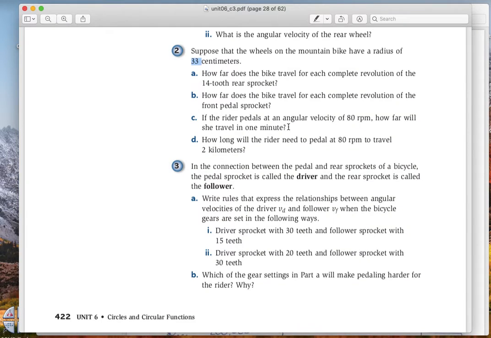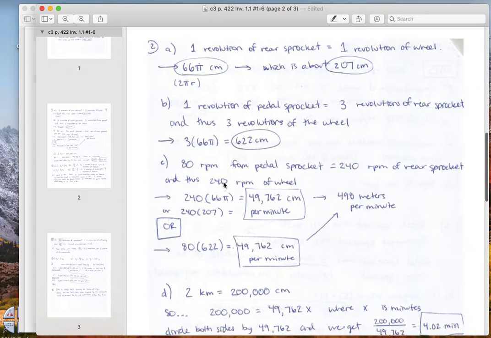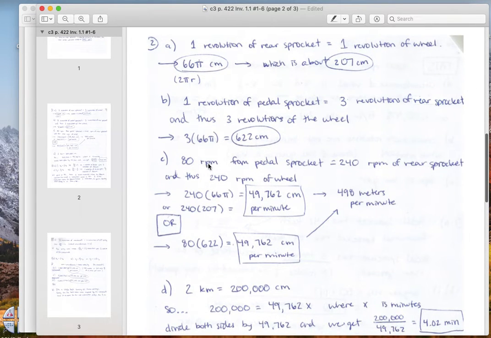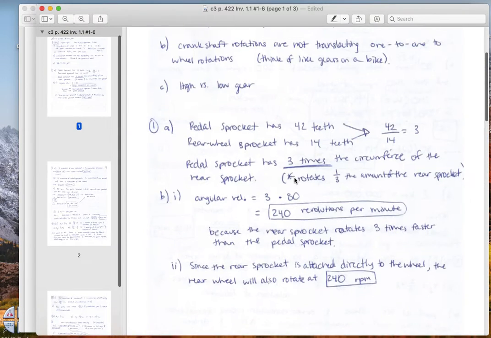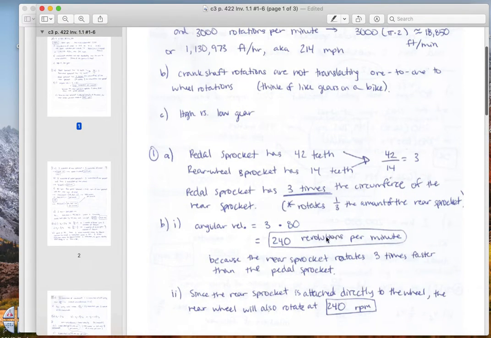Now in part C it says, if the rider pedals at an angular velocity of 80 rotations per minute, how far will she travel in a minute? So part C is actually asking us, what is the linear velocity? So the 80 RPMs from the pedal sprocket is equivalent to 240 RPMs of the rear sprocket, therefore 240 RPMs for the wheel. We established that up here in problem 1. 240 revolutions per minute is the same thing as 80 revolutions per minute for the pedal sprocket.